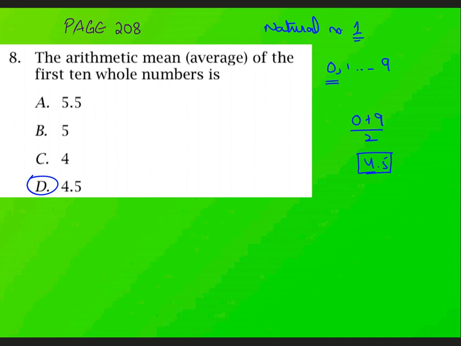So what you need to know is that the first whole number is 0. If you understand this, and you can see this is an AP, you can use the concept of AP. The other approach would be just add all these numbers, which is 0 plus 1 plus 2 all the way to 9, and then divide by 10. You will get the same answer.